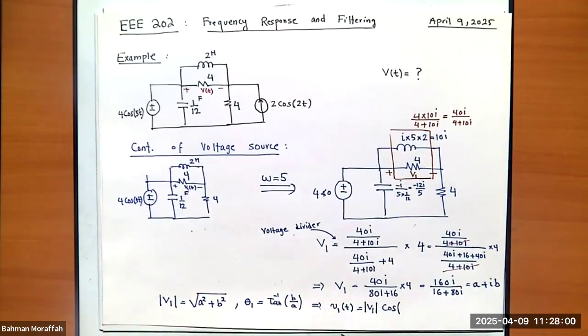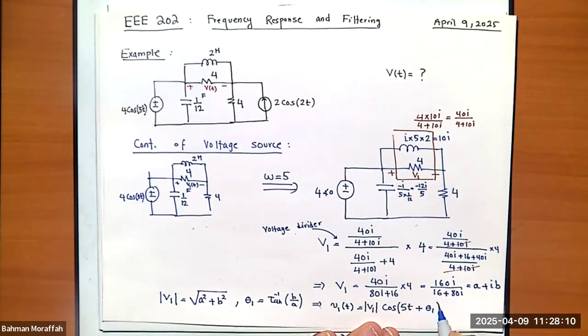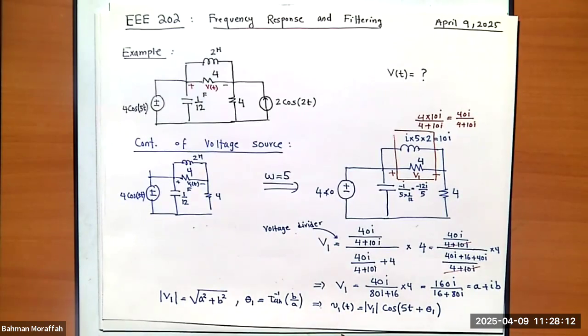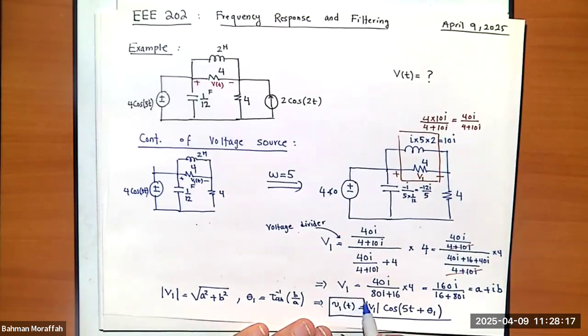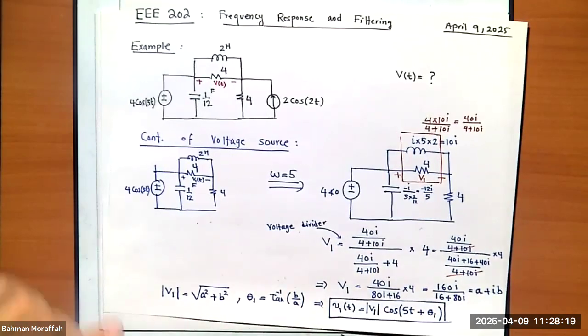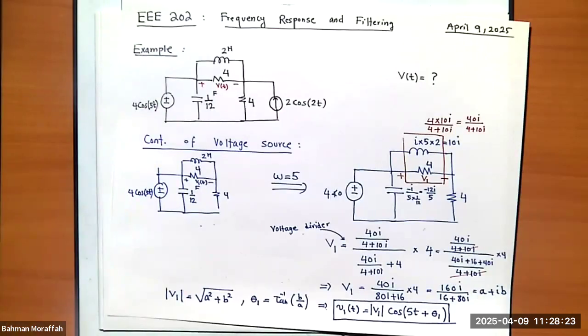Cosine, what is the frequency here? It's 5. So it's 5t plus theta 1. Right? So this is V1 of t, which is the contribution of this voltage source in time domain.